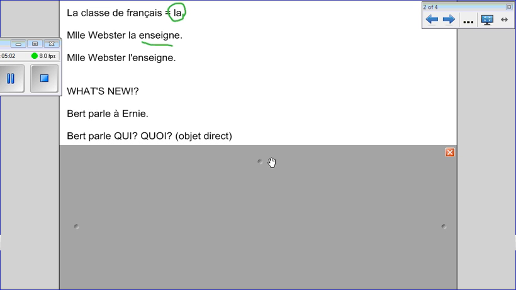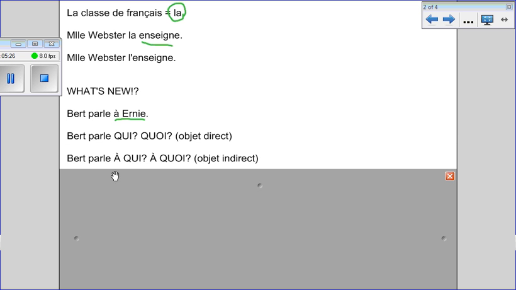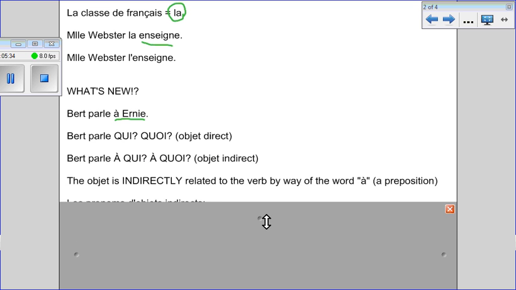Bert parle qui? Bert parle quoi? You can't really answer either one of those questions properly. So Bert talks who? Bert talks what? That doesn't really make any sense. But those are the questions you ask if this part here is an objet direct. So it looks like it's not an objet direct. So let's go on. Bert parle à qui ou Bert parle à quoi is an objet indirect, and that sounds a lot better. So the object is indirectly related to the verb by way of the word à. See here? Which means to.